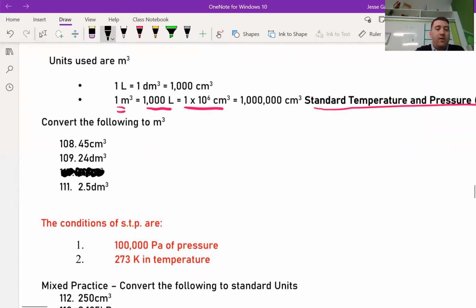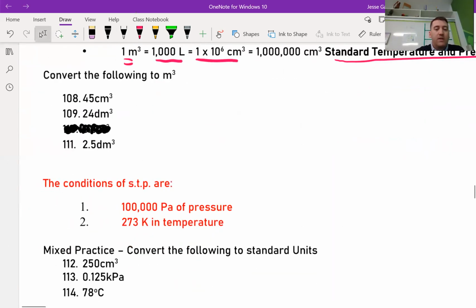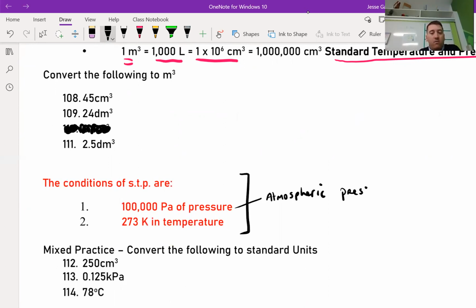Here we see something in red, which means that we're going to take this down in our definitions dictionary. So the standard conditions of STP, the accepted values across the world, is that we use 100,000 pascals of pressure. This is standard pressure, what we call atmospheric pressure. So this is the normal pressure of the atmosphere. So nothing added, nothing taken away. It's what we call atmospheric pressure.